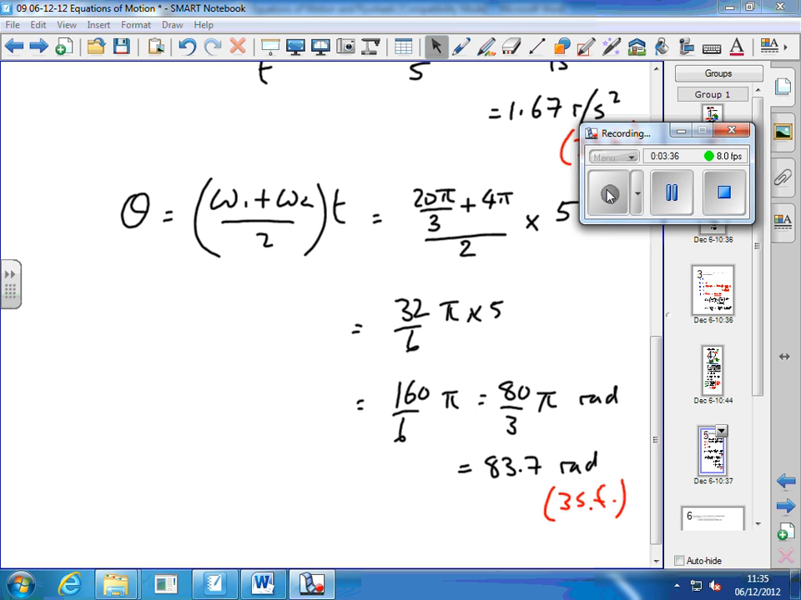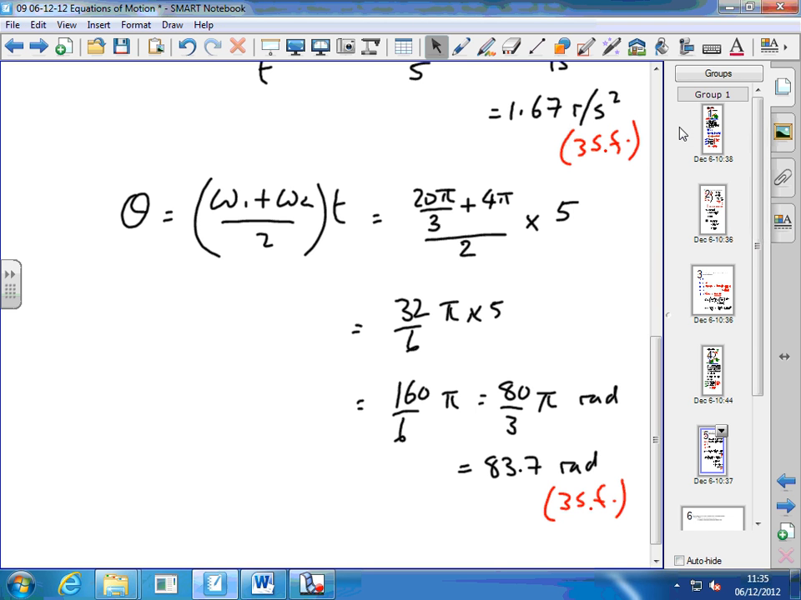So to find theta, using the formula omega 1 plus omega 2 over 2 times the time, rather than using the alpha that we calculated, we could use that, but using this, we end up with an answer of 80/3 of pi, exact answer, or to 3 significant figures, about 83.7 radians.